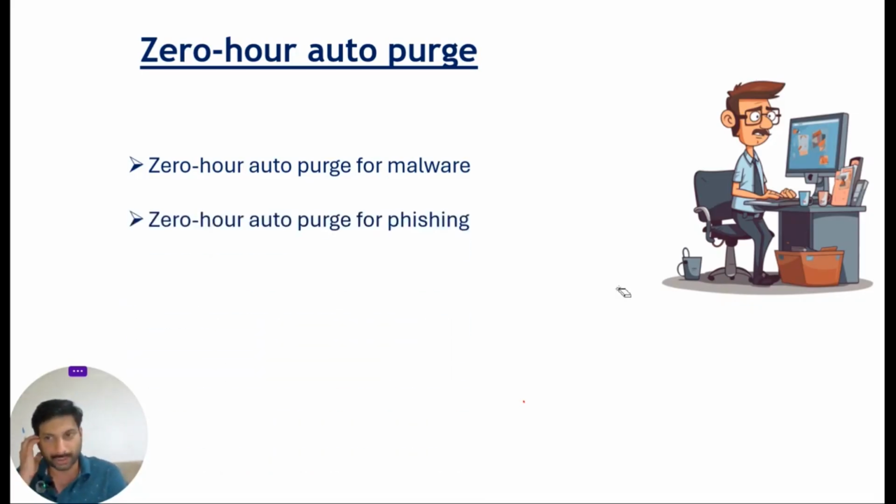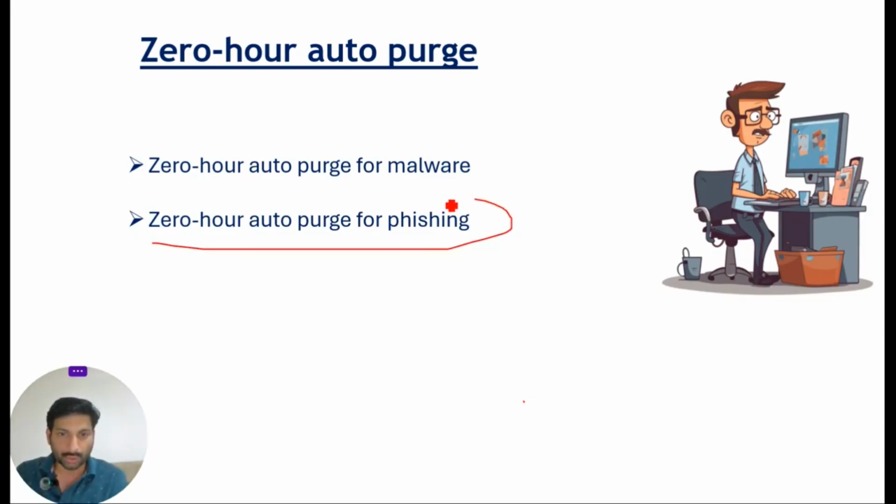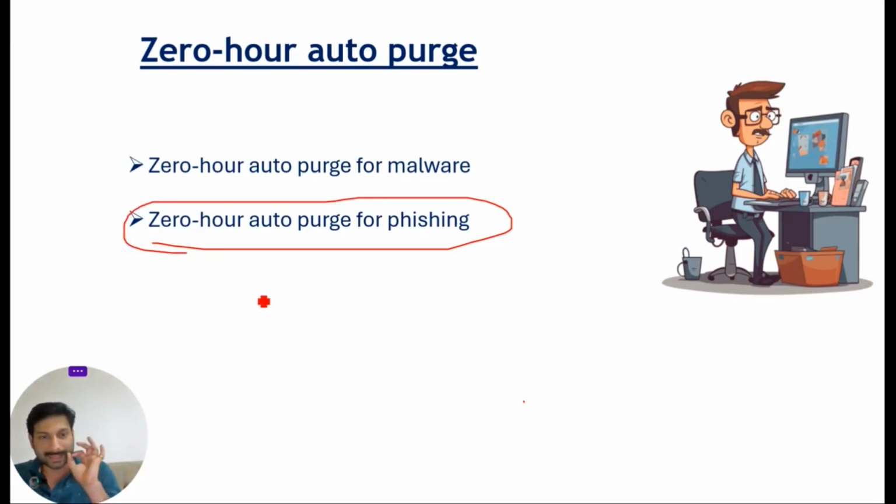Zero-hour auto purge for phishing. How does it work? If the system finds a delivered message that is identified as phishing, whatever we have written in the anti-spam policies will take effect. ZAP for phishing is enabled by default in anti-spam policies. The default action for the phishing email filtering verdict is quarantine message.